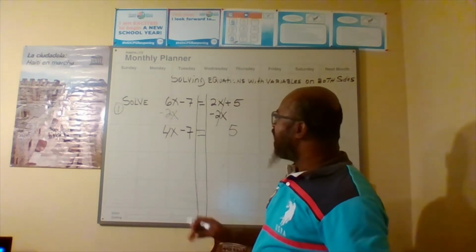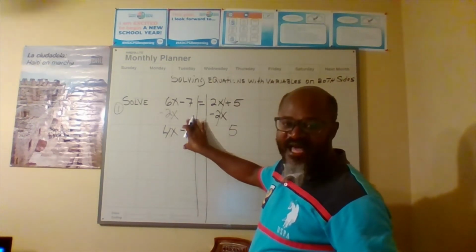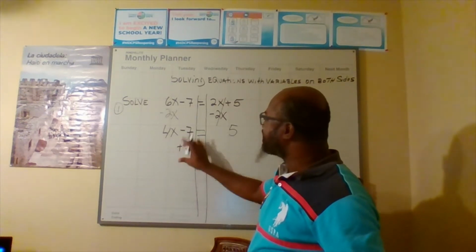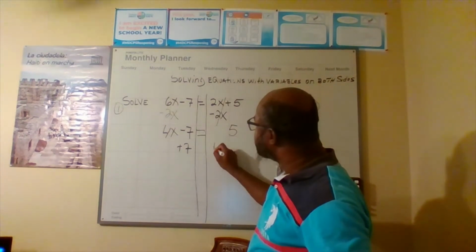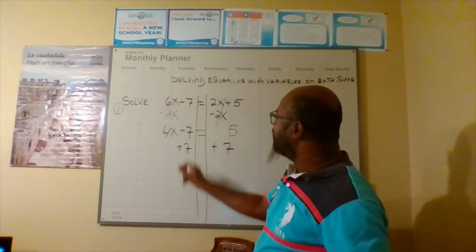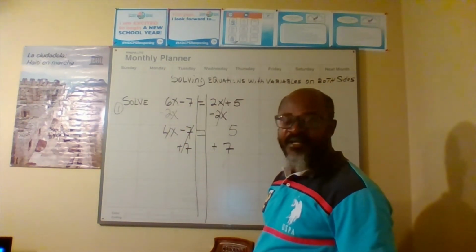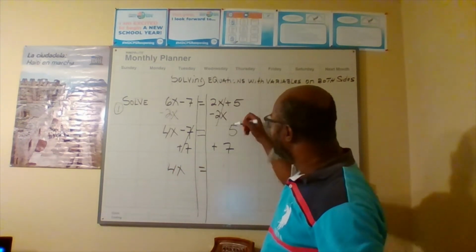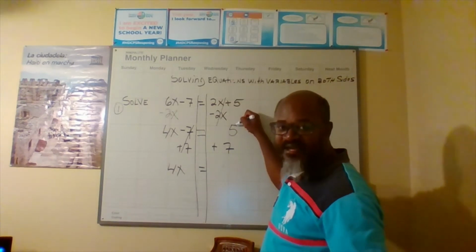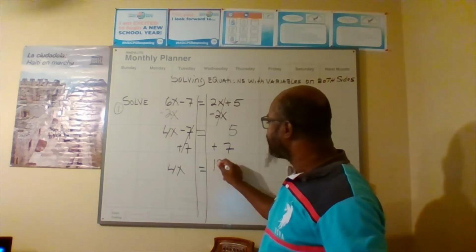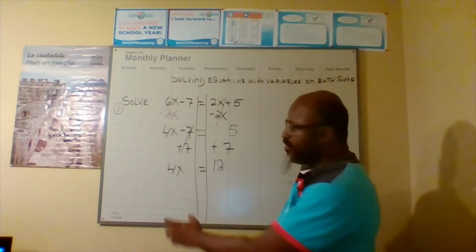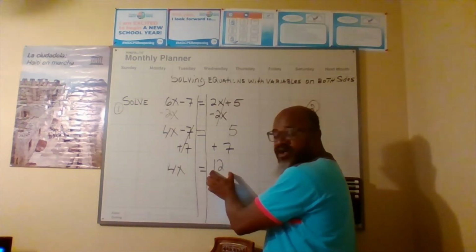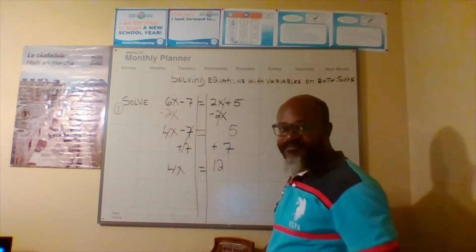In this case, I will add 7, which is the addition property. So I will add 7. Remember, if I add 7 on that side, I have to add 7 on the other side. This cancels with this. Now you end up with, on side 1, 4x is equal to 5 plus 7. And when you calculate 5 plus 7 is 12, then you will end up with 4x on side 1 is equal to 12 on side 2.